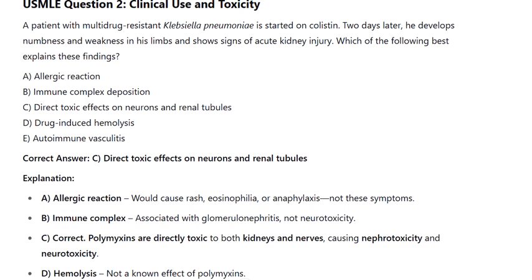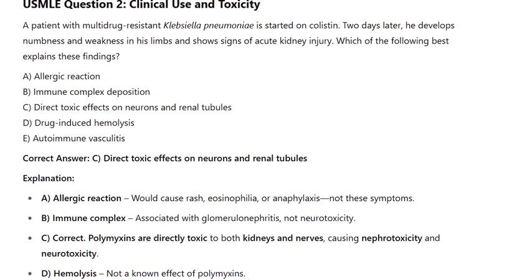A. Allergic reaction. B. Immune complex deposition. C. Direct toxic effects on neurons and renal tubules. D. Drug-induced hemolysis. E. Autoimmune vasculitis. Correct answer, C. Direct toxic effects on neurons and renal tubules.